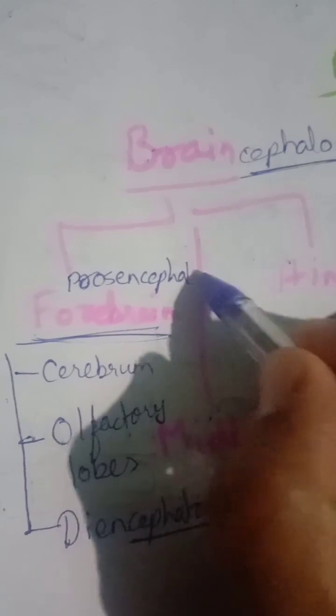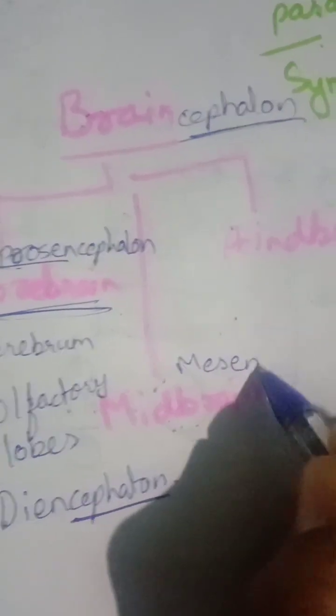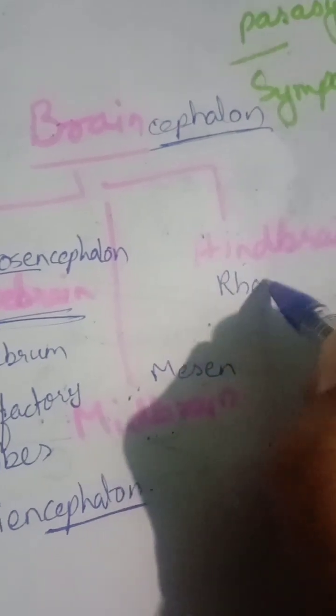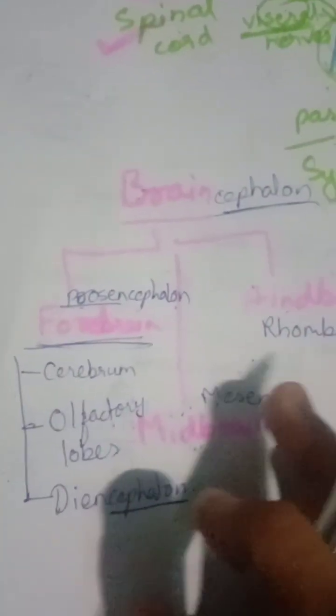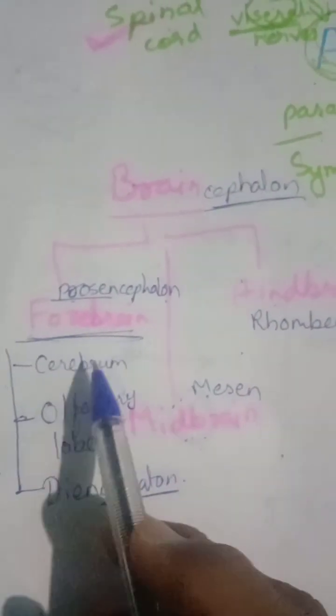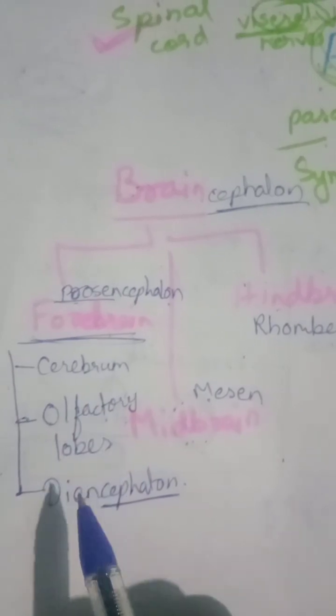Okay, and forebrain is called prosencephalon. Cephalon is our brain. So pros-en, then midbrain, mes-en, and hindbrain, rhomben. So rhombencephalon, mesencephalon, prosencephalon. These three are the brain, right? Now forebrain's parts: cerebrum, olfactory lobes, and diencephalon.